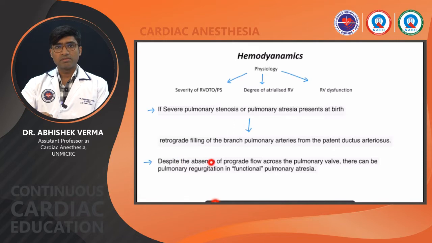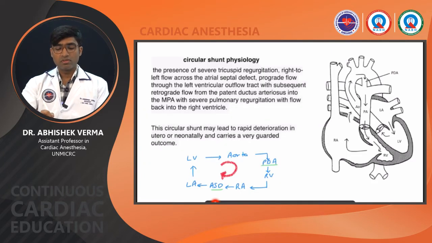Despite the absence of prograde flow across the pulmonary valve, there can be pulmonary regurgitation in functional pulmonary atresia. So that can also lead to circular physiology if there is severe tricuspid regurgitation, in which we see the LV push blood to the aorta, and from the aorta it goes via the PDA into the MPA, and from the MPA via pulmonary regurgitation it comes into the RV, and from the RV via tricuspid regurgitation to the right atrium, and from the right atrium via ASD into the LA, and from the LA to the LV. So it is the circular physiology seen in the Ebstein anomaly.